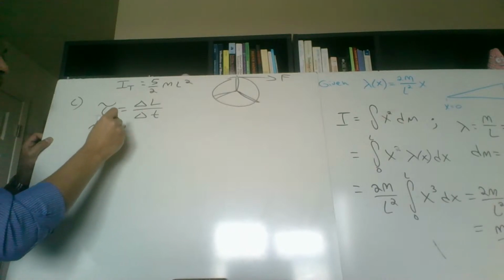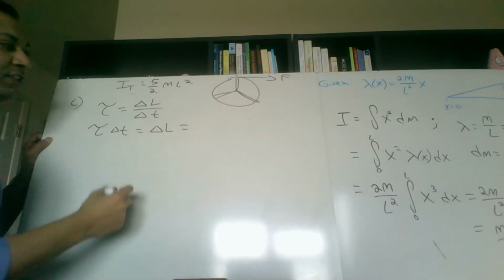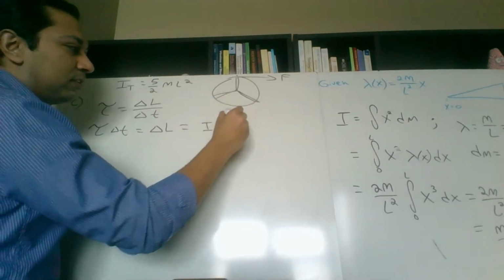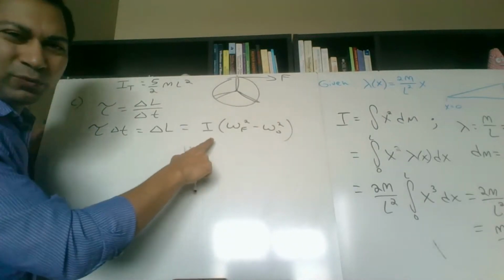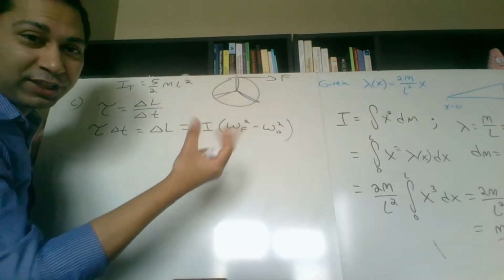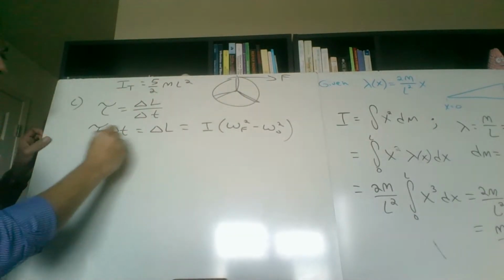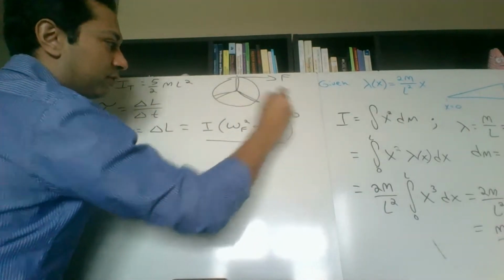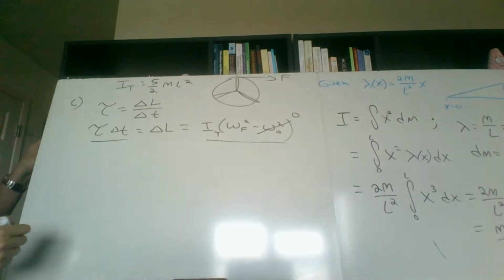Torque times the change in time is equal to the change in angular momentum. And the change in angular momentum is going to equal I times W final squared minus W initial squared. The reason why I'm not writing I1 final and I2 final is because all I'm doing is spinning the wheel. I'm not changing its radius or shape or anything like that. So we have this is equal to this term. We started with a spinning speed of 0, so this term goes away. And this I is really I total, so I'll write it as IT.